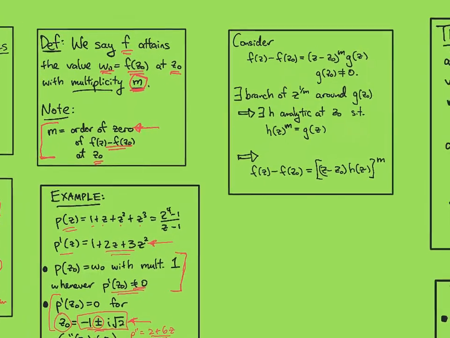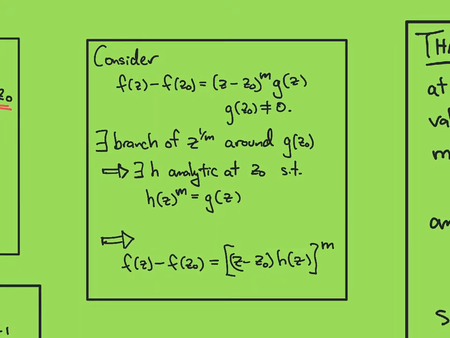Let's dig a little deeper into what we've written. So far we've taken f and we've subtracted its value at z0 and factored it this way with g analytic and non-vanishing. We're going to go a little further with g and take an mth root of g. So there exists a branch of z to the 1 over m around g of z0 just because it's a non-zero number. And because of that, I can take that branch and apply it to g and get an mth root of g defined near z0. So there exists h analytic at z0 such that h to the m equals g.